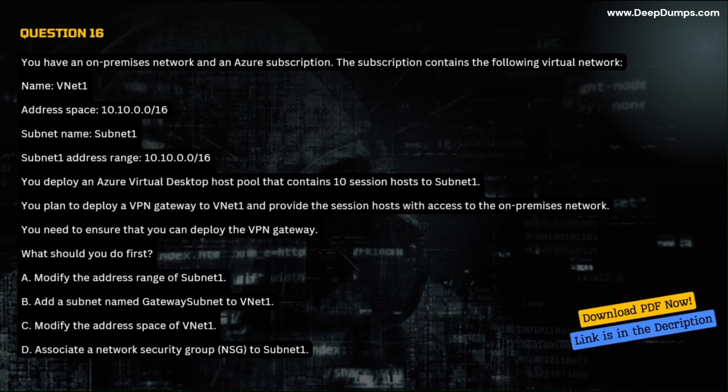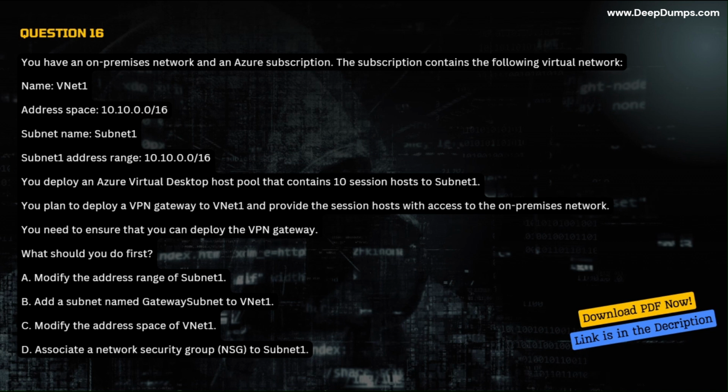Question 16. You have an on-premises network and an Azure subscription. The subscription contains the following virtual network. Name: VNet1. Address space: 10.10.0.0/16. Subnet name: Subnet1. Subnet1 address range: 10.10.0.0/16.